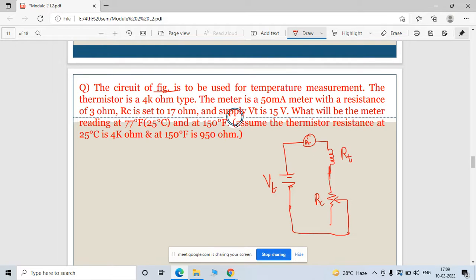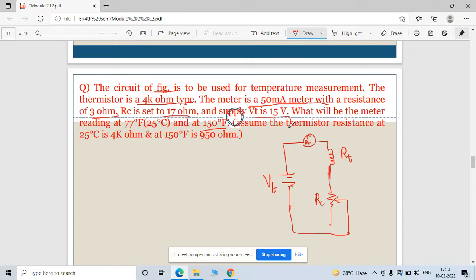This is the circuit, and the information given is that the thermistor has a 4K ohm type. The meter is a 50 milliampere meter with a resistance of 3 ohm. So this is 50 milliampere, and this is 3 ohm. RC is said to be 17 ohm, and supply VT is 15 volt. What will be the meter reading? So what will be the meter reading at 77 degree Fahrenheit or 25 degree Celsius, and the second at 150 degree Fahrenheit. This is the first and this is the second.